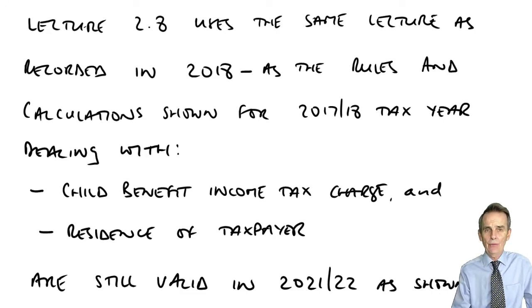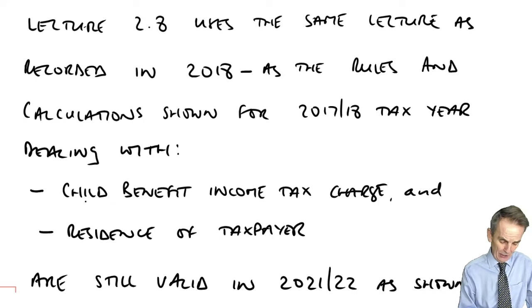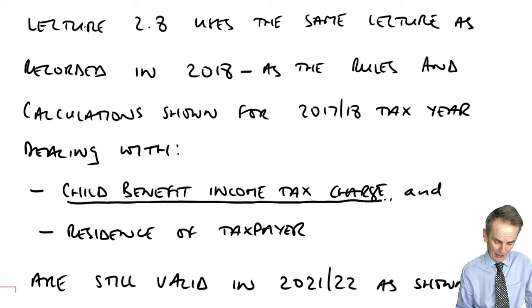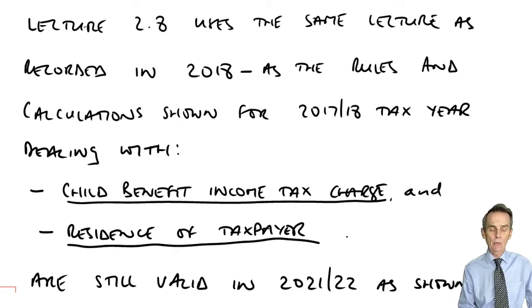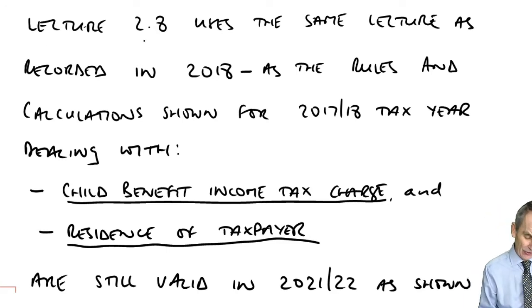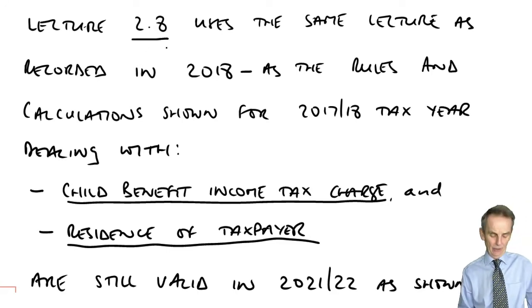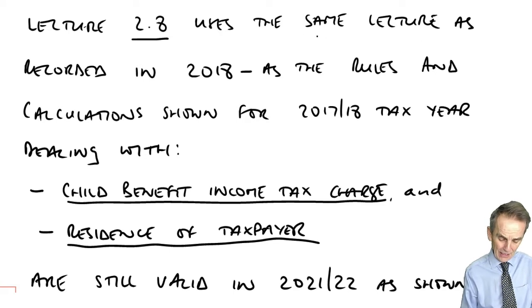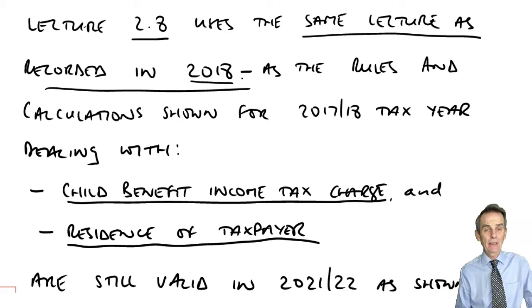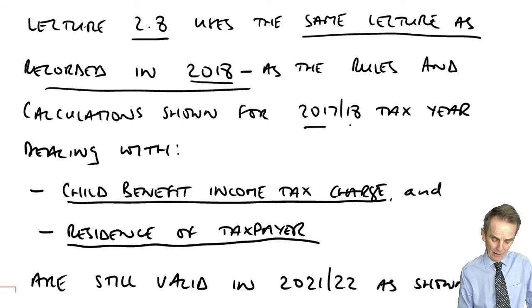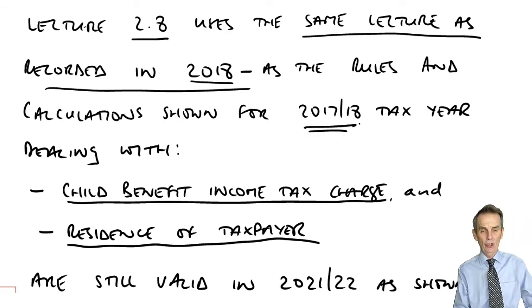We deal in this final lecture with the last two issues contained within the chapter, and they are to do with something we call the child benefit income tax charge, and also how to determine the residence of a taxpayer, issues I'll briefly discuss in a moment's time. So this lecture, our final lecture here, 2.8 on this chapter, uses the same lecture as was recorded in 2018, and that was in relation to the 2017-18 tax year.